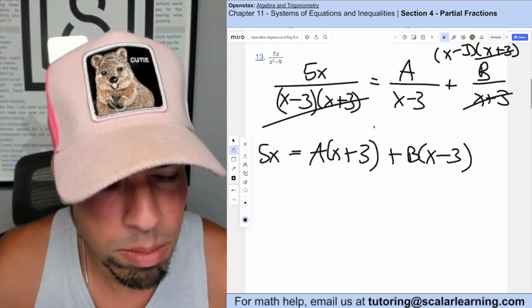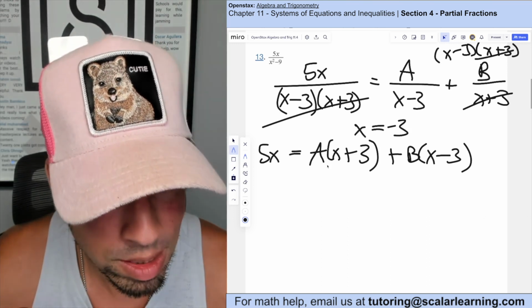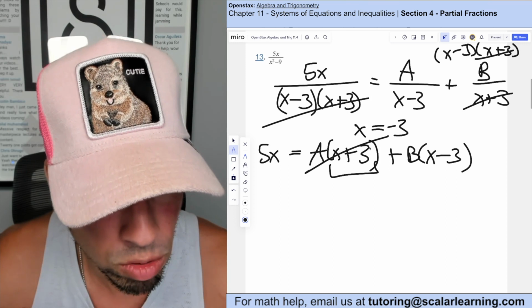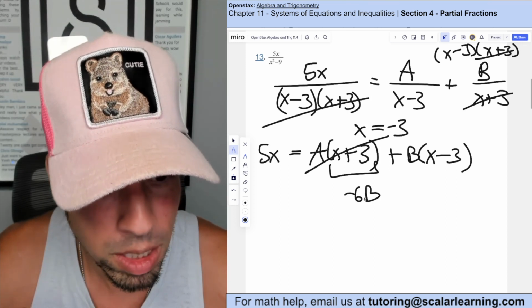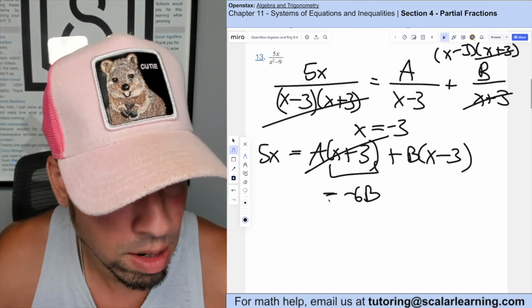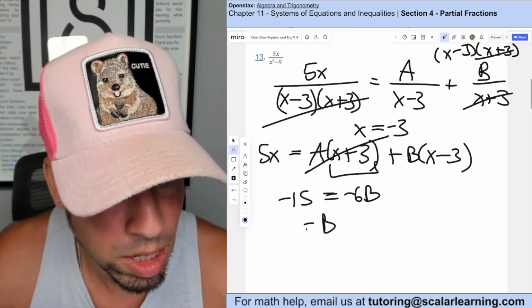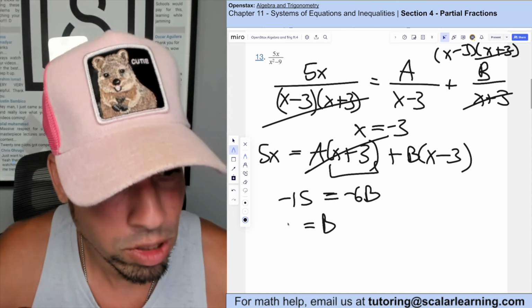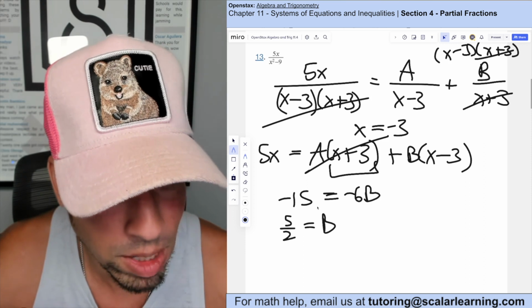Okay, now to solve for a and b, we're going to choose nice values of x. I'm going to start with negative 3 because that's going to plug in here and zero that out. Negative 3 minus 3 is negative 6b. And then negative 3 times 5 is negative 15. Divide both sides by negative 6, and b equals 15 over 6, which reduces to 5 over 2, right? Divide top and bottom by 3.